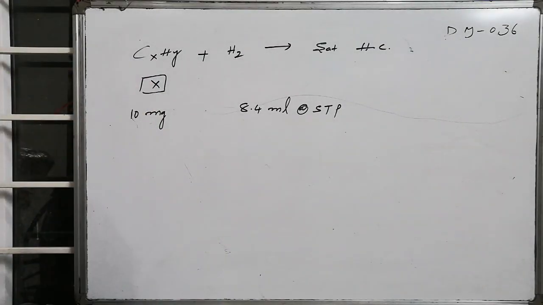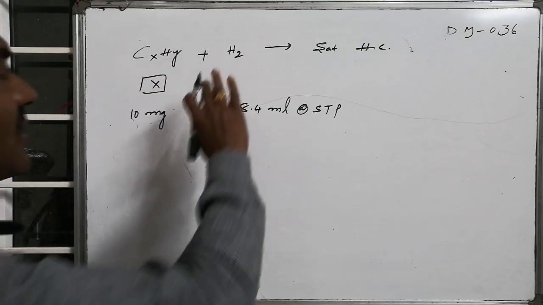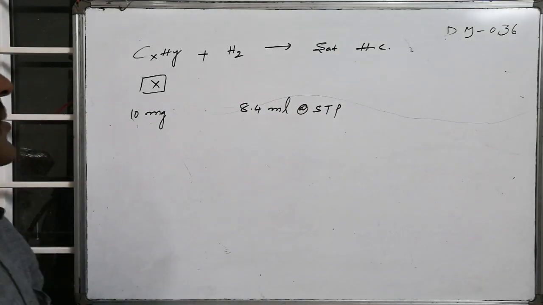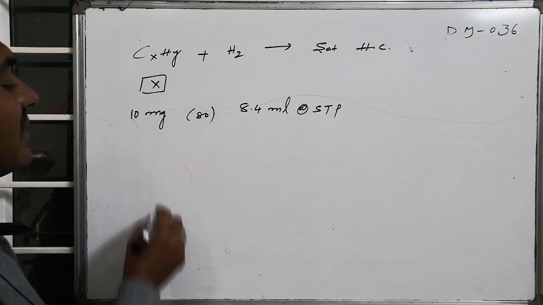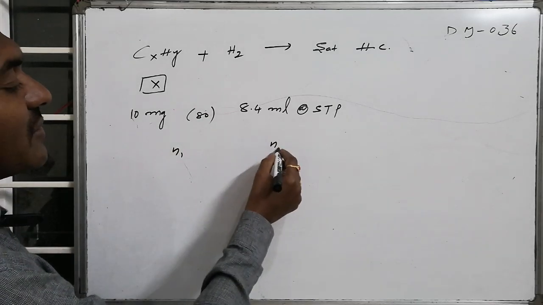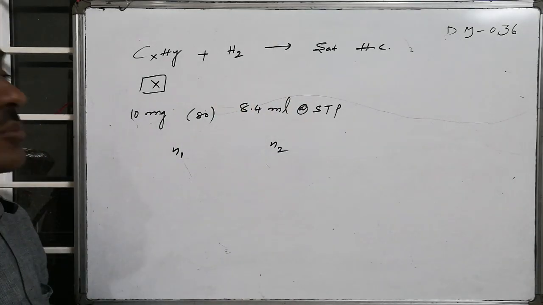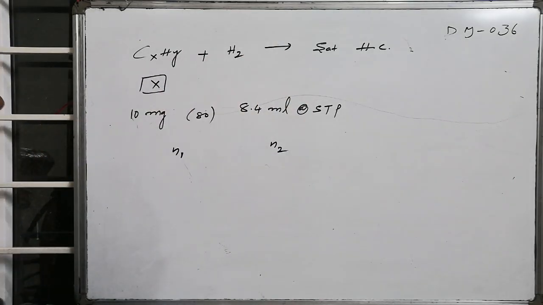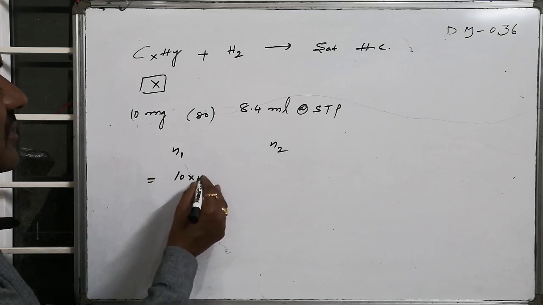If I write CxHy as my hydrocarbon, this is claimed as X, and it is allowed to react with hydrogen. As a result, it forms a saturated hydrocarbon. 10 mg was taken and the gram molecular weight is found to be 80. N1 versus N2: if I want to calculate how many moles of hydrogen are consumed with respect to 1 mole of hydrocarbon, N1 is weight upon gram molecular weight, that is 10 into 10 power minus 3 divided by 80.